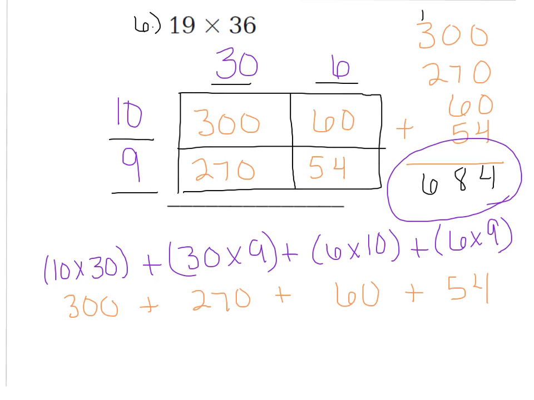Okay, I did my addition down the side right here. You added 300 plus 270 plus 60 plus 54. Zeros plus my 4 is 4. 7 plus 6 is 13. 13 plus 5 is 18. 1 plus 3 is 4, and 4 plus 2 is 6. So our final answer is 684.